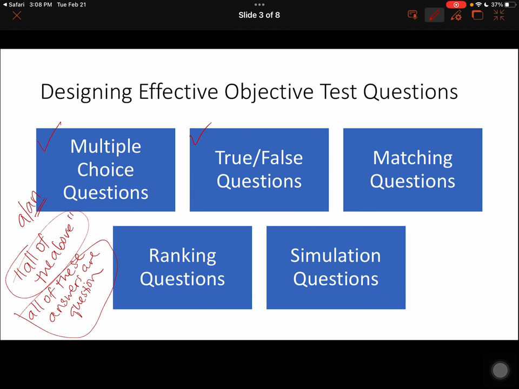True false questions are really great also for recognition. And you can do a mix of these two where you have a multiple choice rooted in a true false. Another really fun way to do true false questions is true false with assertion. So basically what you have is a true false question. The student has to say, is it true or false and why? So they have to give some explanation or justification as to why.